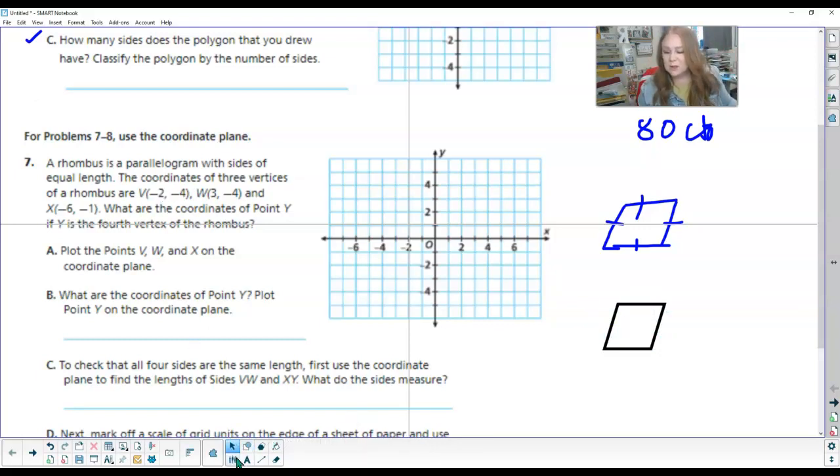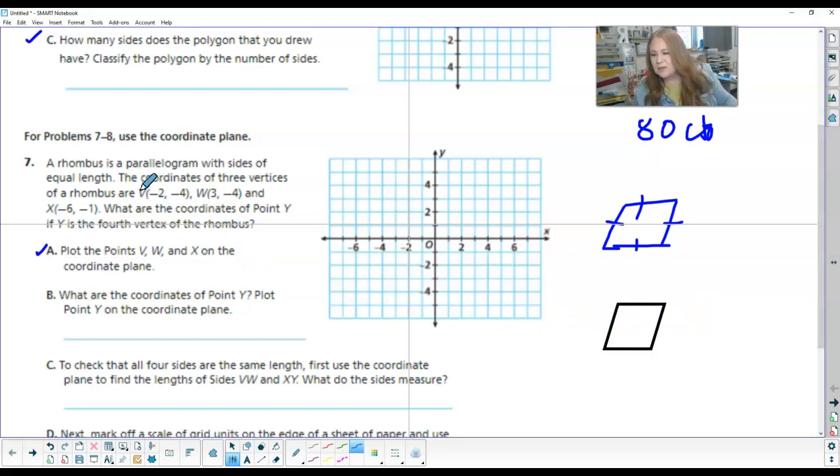So we're going to put these coordinates on here, V, W, X. So go ahead and put V, W, X. Remember to go over, then up or down. So this is going to go to the left and then down, to the right, then down, to the left and down. And now you have to find Y. Now remember, it's going to be perfect. All 4 sides are equal.